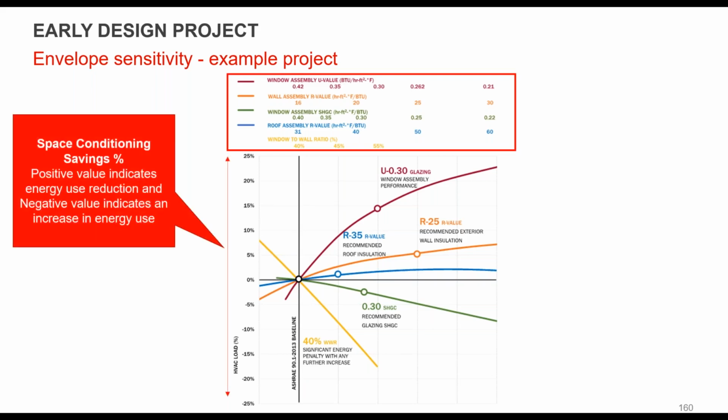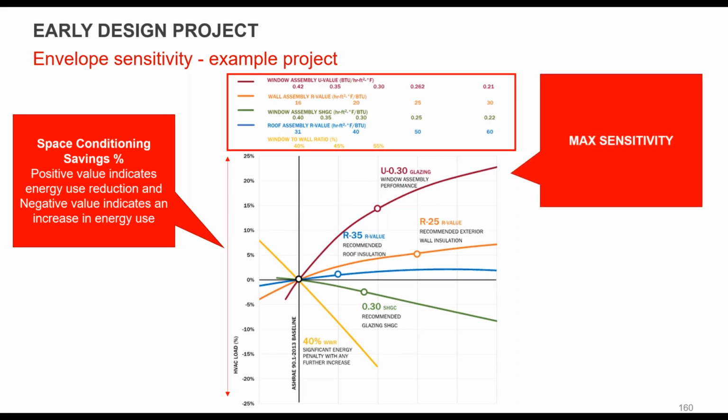So space conditioning savings as well as other options. As we move up, we're going to see more percentage savings, but you see it does top out a bit. So you're going to run to a point where additional savings are not worth the cost. Maximum sensitivities on that particular item.